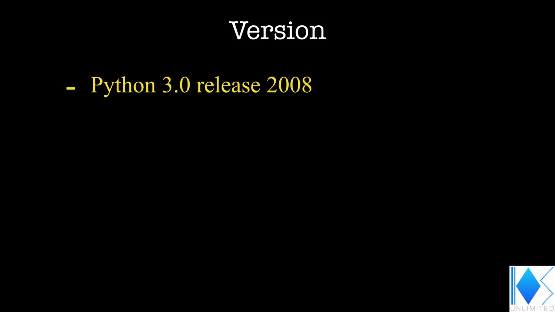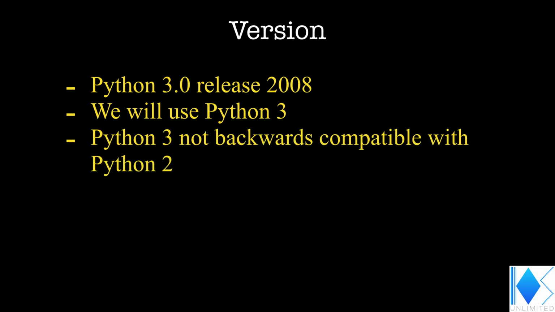Version 3.0 of Python was released in 2008 and fixed many design flaws. We will be using Python 3 in our tutorials going forward. Just a note, Python 3 is not backwards compatible with Python 2.